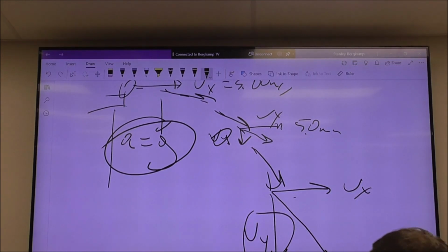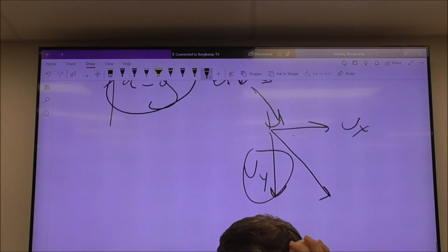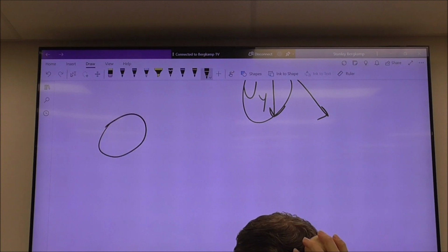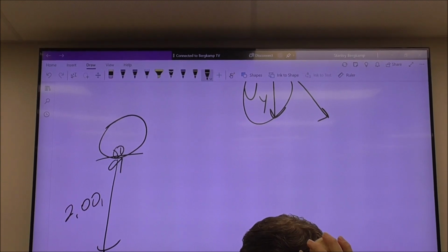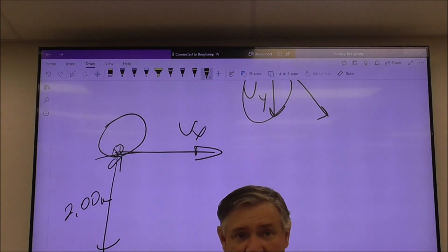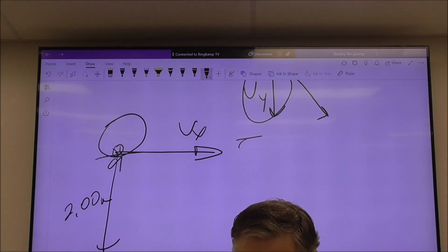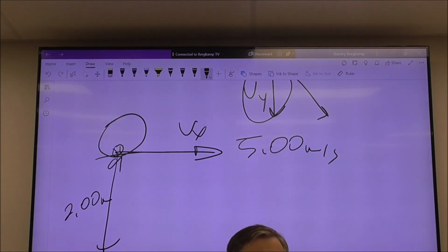So imagine, if you will, you have Hank and you have the baseball. And they're both 2 meters above the ground, and they're both going to be launched at Vx, at 5 meters per second. Adana, which one's going to hit the ground first? Hank or the baseball, or will it be a tie?